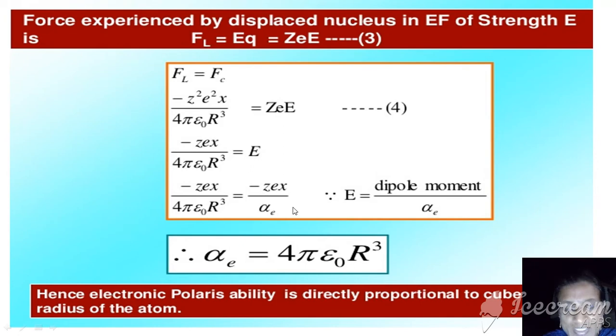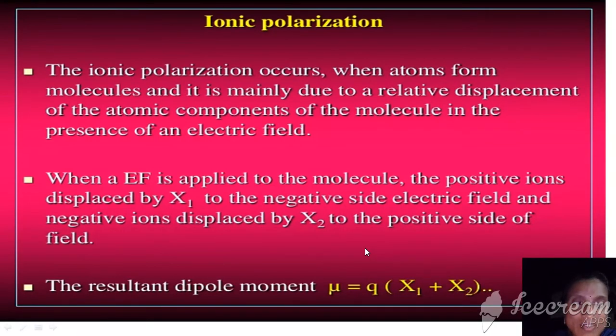It is referred to as the dipole moment. If we correlate these two relations, then the electronic polarizability relation is 4 pi epsilon naught r cube. So electronic polarizability depends upon the radius of the atom, and 4 pi epsilon naught is a constant. Hence electronic polarizability is directly proportional to the cube of the atomic radius. This polarizability is about atoms.